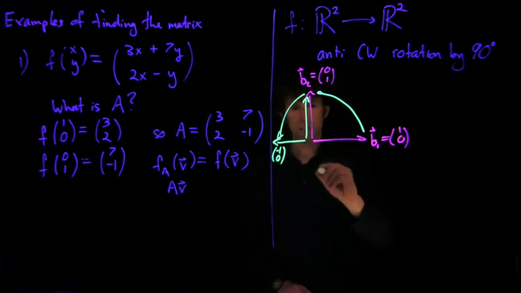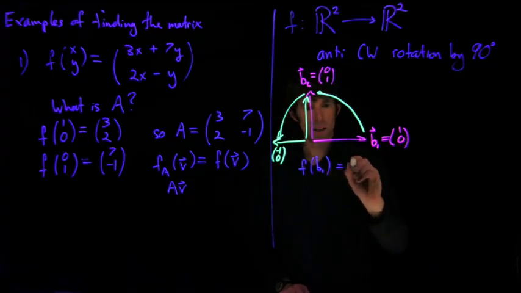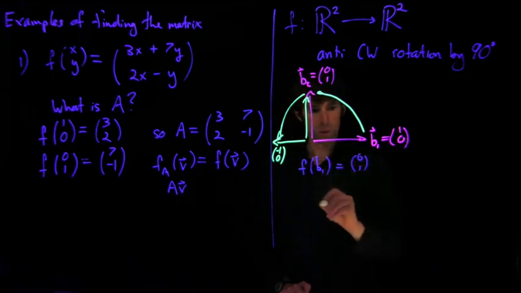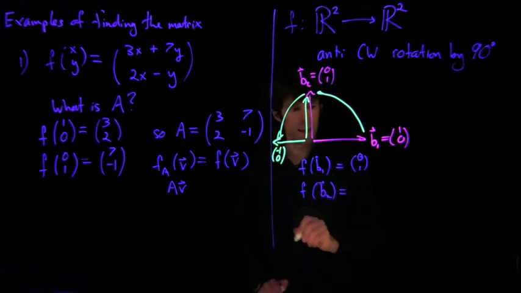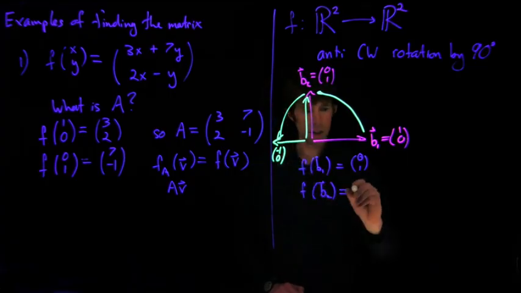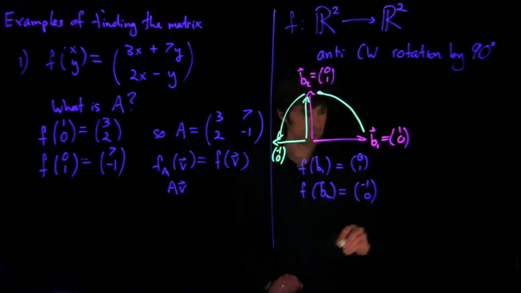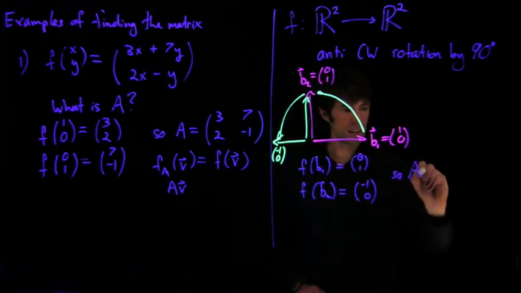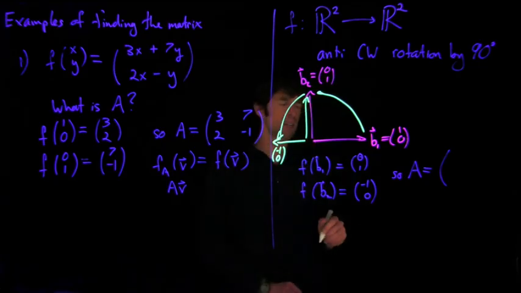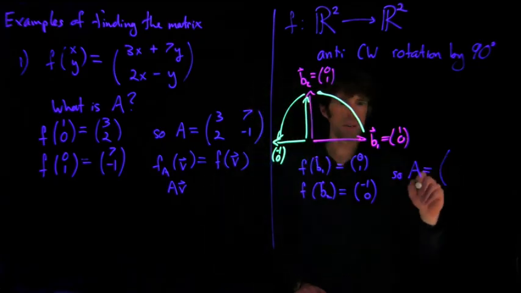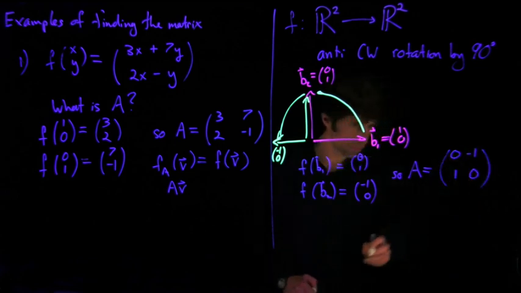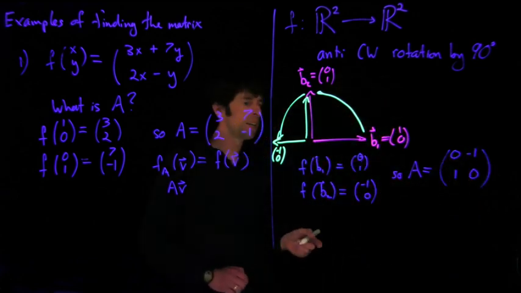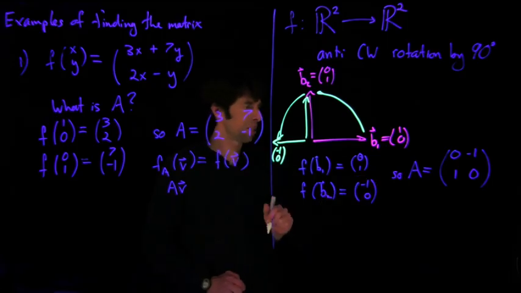So writing that out, f of b1 is b2, which is 0, 1. And f of b2 is minus b1, which is minus 1, 0. So the matrix A, in this case, the matrix that represents this anti-clockwise rotation, is given by 0, 1, and then minus 1, 0. So multiplying by this matrix A implements anti-clockwise rotation by 90 degrees.